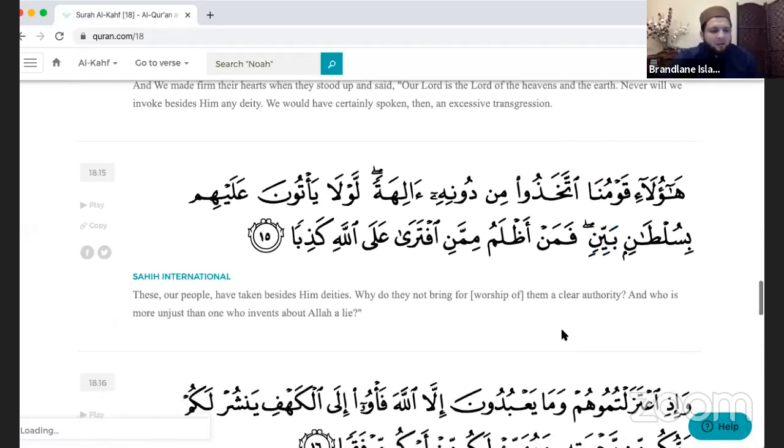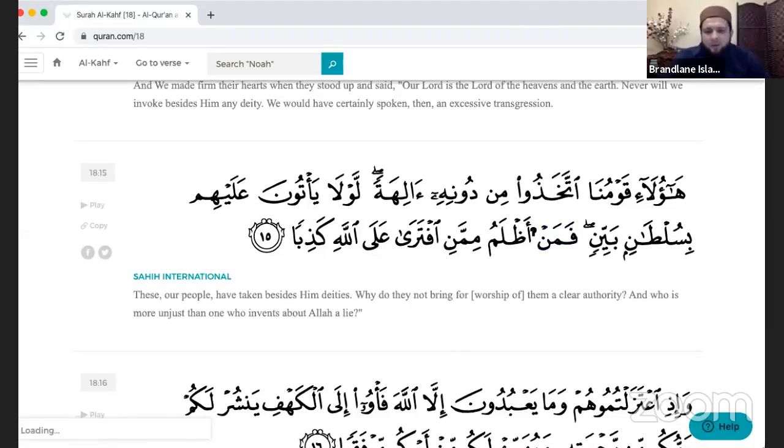Ayah number 15 of Surah Al-Kahf. Abdurrahman, go ahead and do the recitation, and Inaya will do the translation now.